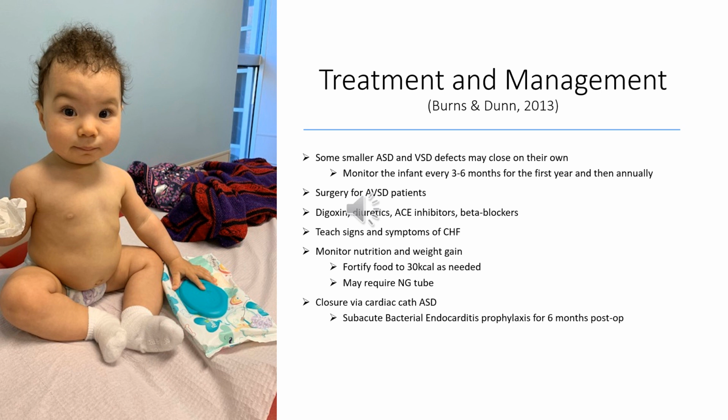We want to monitor nutrition and weight gain, so we may have to fortify the infant's food to 30 kcals as needed. We may also have to educate families on NG tube care because they may end up requiring an NG tube, and then closure of ASDs as possible with a cardiac cath. So those patients will require 6 months of post-op prophylactic treatment for endocarditis.